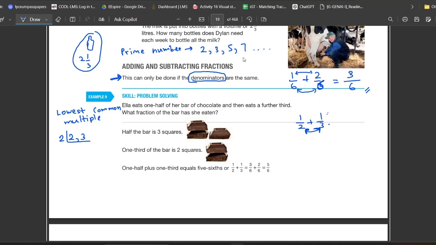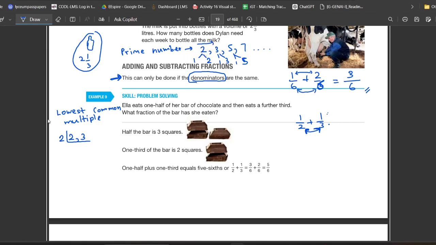Prime numbers are the numbers that only have 1 and itself as factors. Okay, 3 also has 1 and 3 as factors. 5 also has 1 and 5 as factors. So if it has more than 2 factors, other than 1 and the same number, it is not a prime number. So prime numbers are like this.